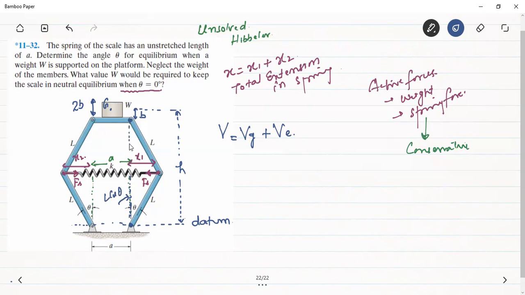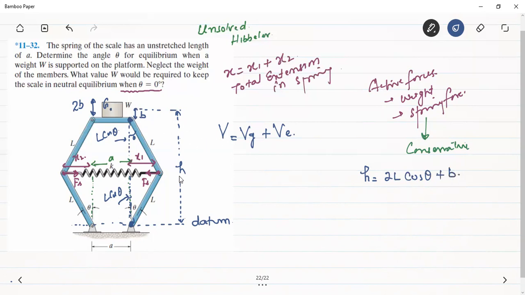Similarly, this height will also be equal to L cos theta. So the height from this point to this point will be equal to 2L cos theta. Therefore, I can write that height is equal to 2L cos theta, but it is only the height from this point to this point. We have to add the height of the center of gravity from the datum. So this b will be added here, plus b.